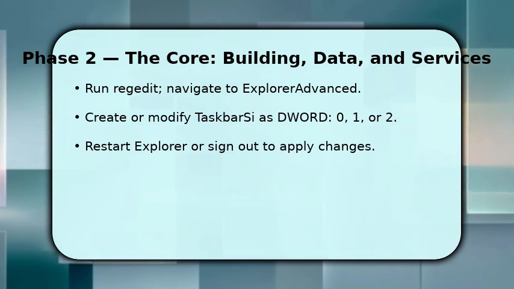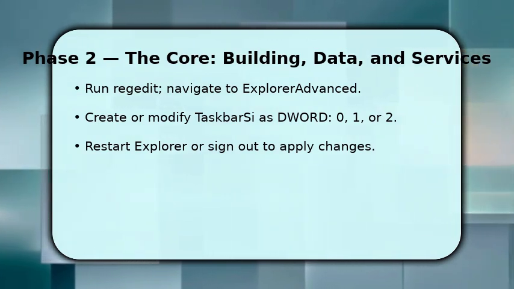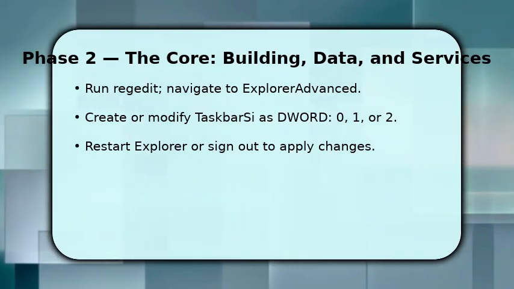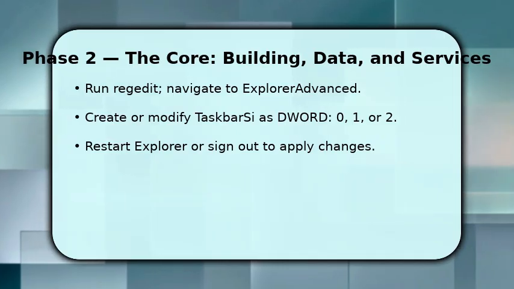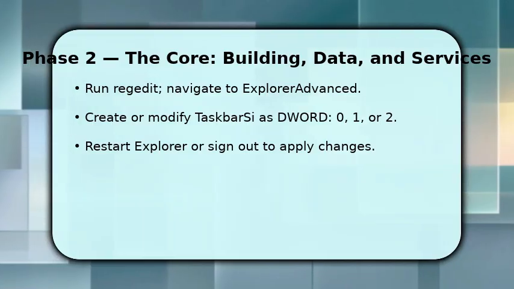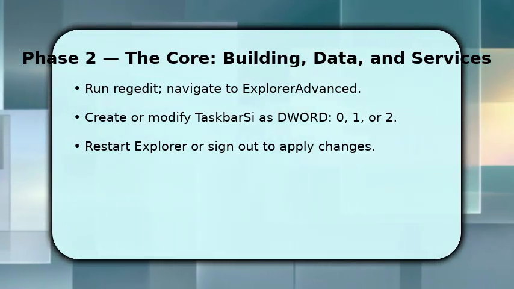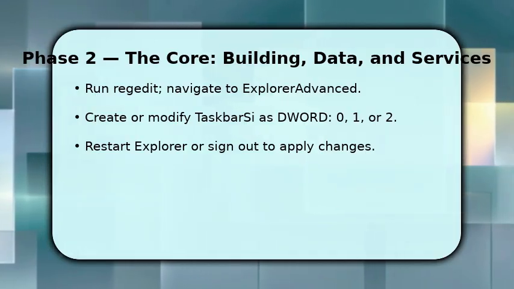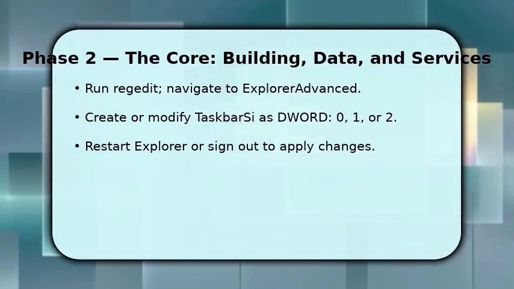Open Regedit and navigate to HKEY_CURRENT_USER\Software\Microsoft\Windows\CurrentVersion\Explorer\Advanced. Create or modify a DWORD named TaskbarSi. Set it to 0 for small, 1 for default, or 2 for large. This changes the icon and bar scale because Windows reads that value at session start.